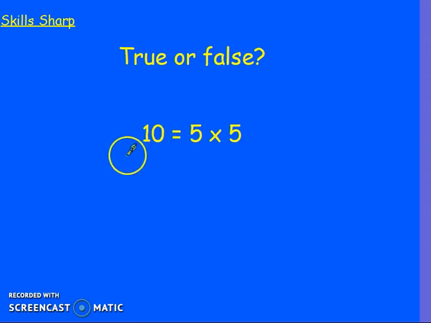Right, let's have a think. Is 10 equal to 5 times 5? Let's count up in our 5 times table together. Count with me. 5, 10, 15, 20, 25. No, this is false because 5 times 5 equals 25, not 10. I wonder if this mathematician actually meant to write 5 times 2, because we know 5 times 2 does equal 10. Good thinking. Let's move on.